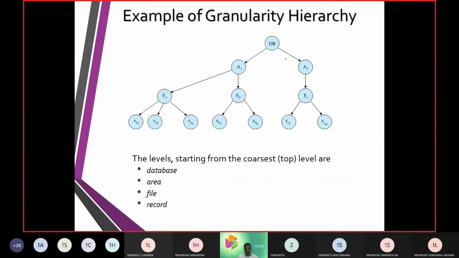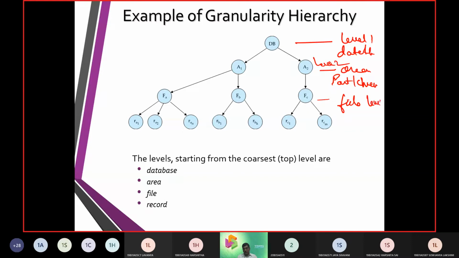The locking granularity example we are going to mention: the very first level, level 1, is going to be the database, followed by the area, a part or a chunk of the database, that is level 2. Then we have a file, which is going to be level 3. Then we are going to have some records, that is level 4. Records will have some set of fields, which we call data items. So this is what the granularity of a database architecture is.